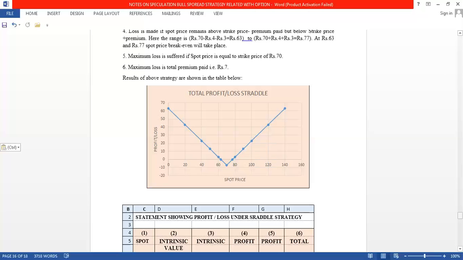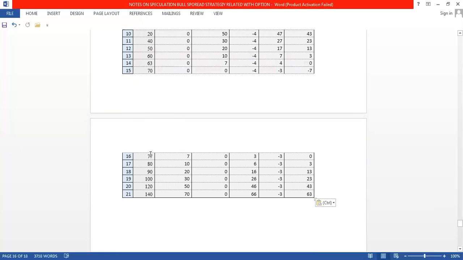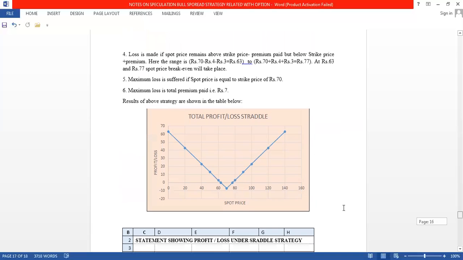If you go to the Excel sheet, you will get the same thing. Just see 63 and 77. Within this area, you are not able to make any profit. At 63, it is no profit, no loss. At 77, it is no profit, no loss. Means these two are break-even points where the V curve has intersected the x-axis. That is why this is your 63 and this is your 77. But after that, if the market price is falling, then also you are making profit. If the market price is rising, then also you are making profit.